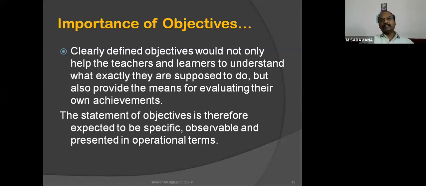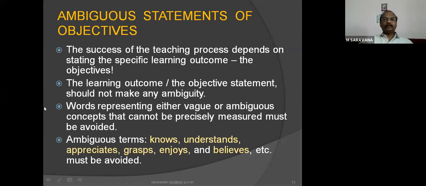Let us see some examples. Before discussing the achievable statements, there are some ambiguous statements. Ambiguous means which will leave the trainee, even the trainer, confused. There is no clear, specific statement in that. There is no clear information in that. So that is called an ambiguous statement. We should avoid these ambiguous statements while writing the objectives.